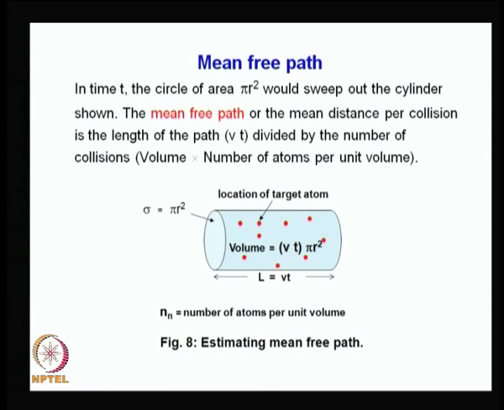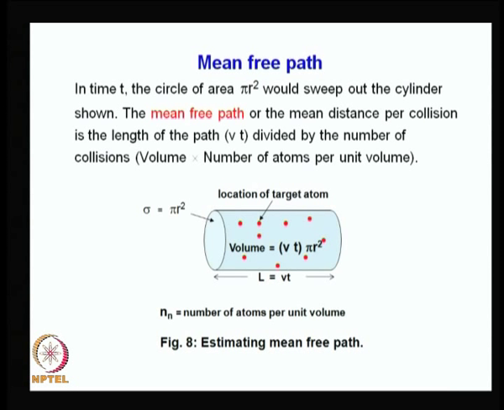Imagine a cylinder in the plasma, and there are certain atoms or molecules, and a charged particle collides with those atoms and molecules in that particular cylinder. Let the cross sectional area of the cylinder be pi R square, which is the area offered by an atom or a molecule to the incident charged particle. So, if we take a cross sectional area pi R square, in time t, let us say it sweeps out the cylinder shown here on the slide.